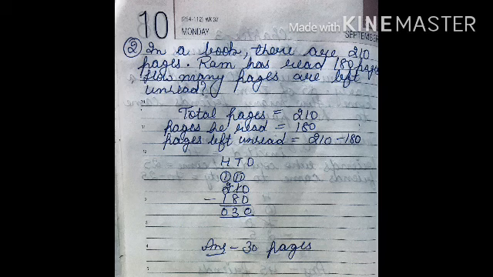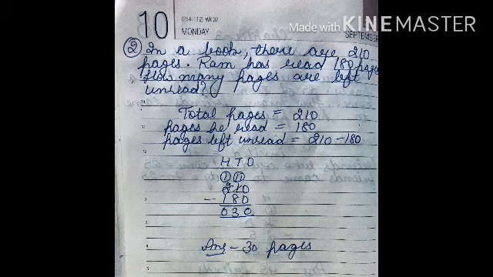Now, suppose your teacher gave you homework to read 210 pages, but you have not completed your homework, and the next day your teacher is asking how many pages you have read, and you said, "Ma'am, 180 pages." And the teacher is asking how many pages are left. Then how will you find how many pages are left? Yes, you will subtract 180 from 210. So, we have to do subtraction in this sum.